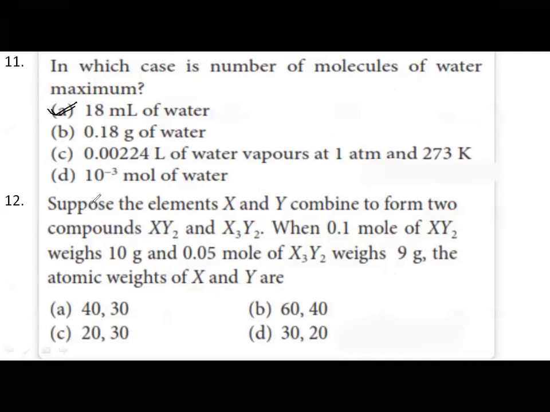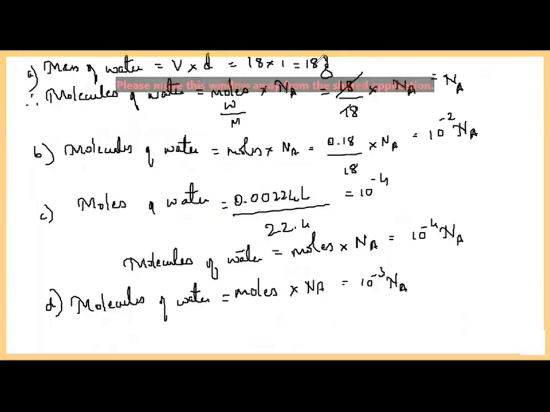Suppose the elements X and Y combine to form two compounds, XY2 and X3Y2. When 0.1 mole of XY2 weighs 10 grams and 0.05 moles of X3Y2 weighs 9 grams, the atomic weights of X and Y are? See, I have covered almost all the types of questions which will be asked here.